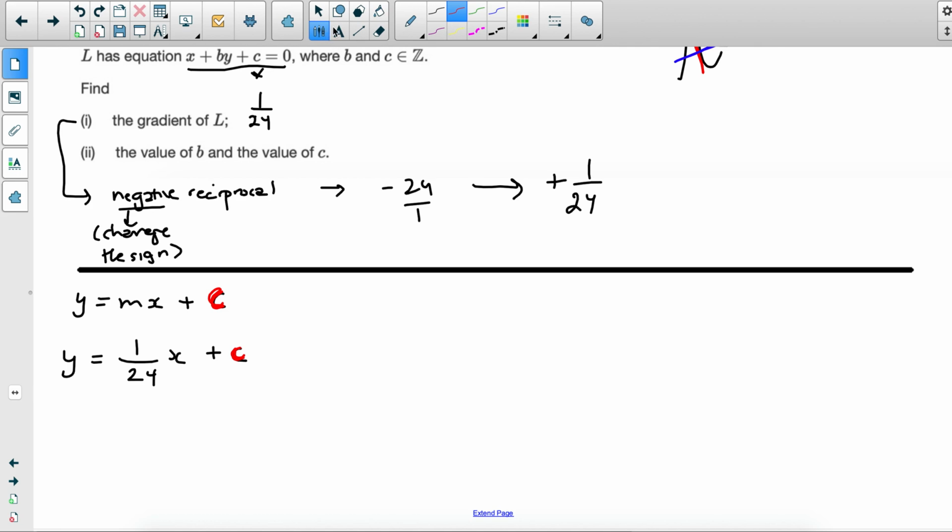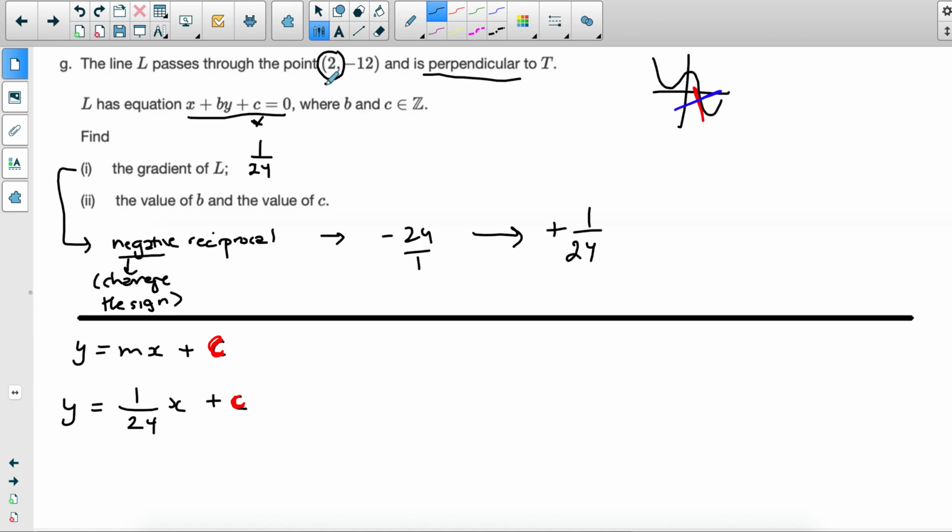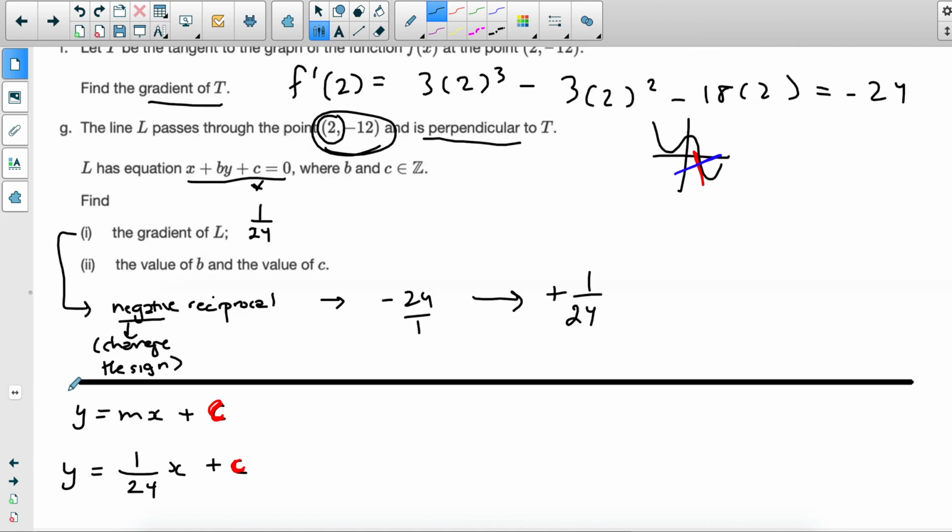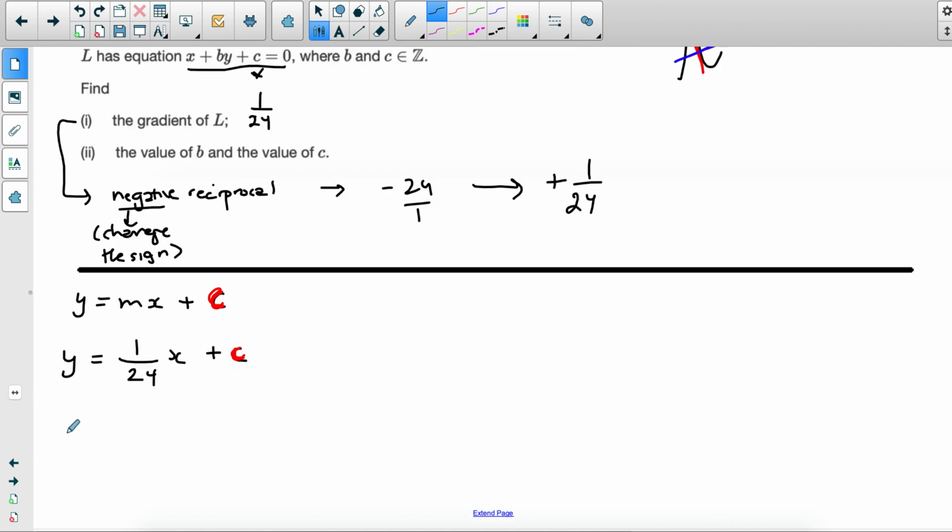And in this case, in order to find this y-intercept, I need to substitute a value of y and x that I know. Well, I'm considering this point, and I know this point lies on this line, so I'm just going to substitute it in there. So you have a negative 12 for y, 1 over 24, and this will be a 2 plus c.